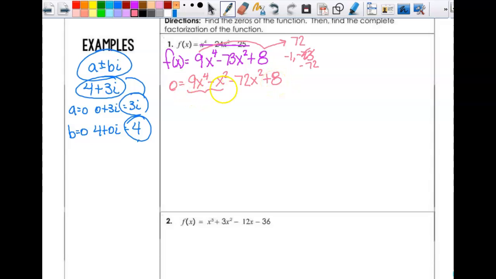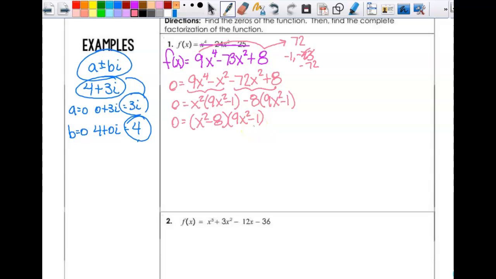All right, so then I factor by grouping here. I can take out my x squared, which leaves me with 9x squared minus 1. Then I can factor out a negative 8. That leaves me with 9x squared minus 1. So I get x squared minus 8 times 9x squared minus 1.